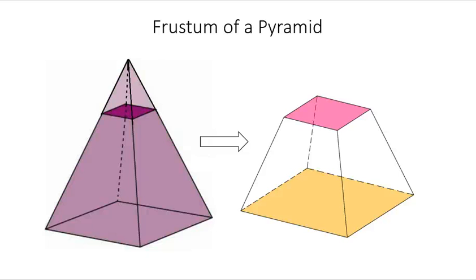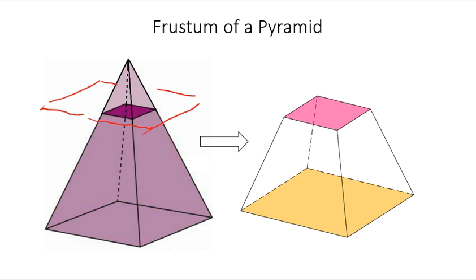Hi everyone. We're going to finish up our lesson on pyramids with a brief lesson on a portion of a pyramid called a frustum. A frustum is a pyramid in which the top portion of the pyramid has been removed. Technically, what happens is a plane passes through the pyramid, cutting off the top portion or removing the top portion.